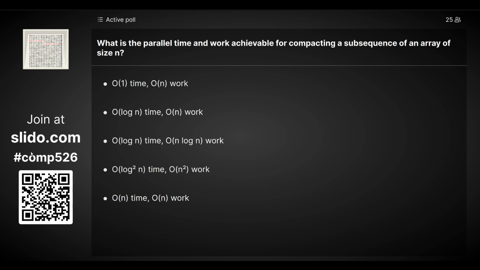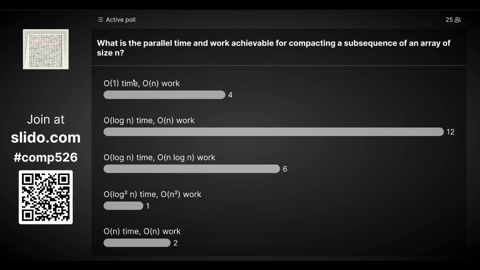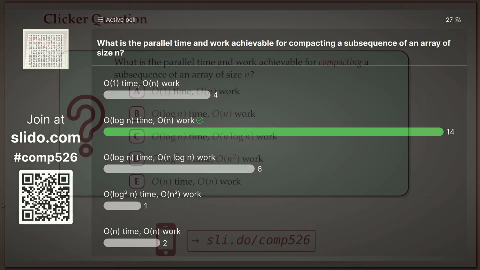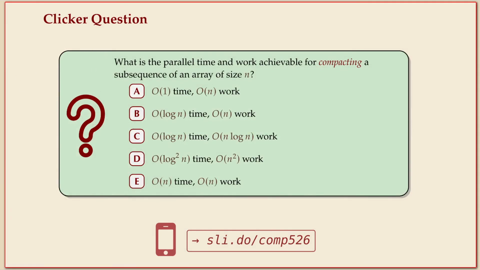I'm a little pressed for time, so I'm probably going to have to cut it here and reveal the answers, even though maybe you didn't have a chance to vote. But most of you got this right, so maybe this is easy enough. The answer is log n in time and linear work.